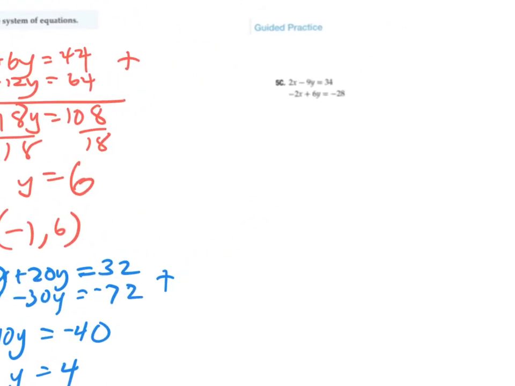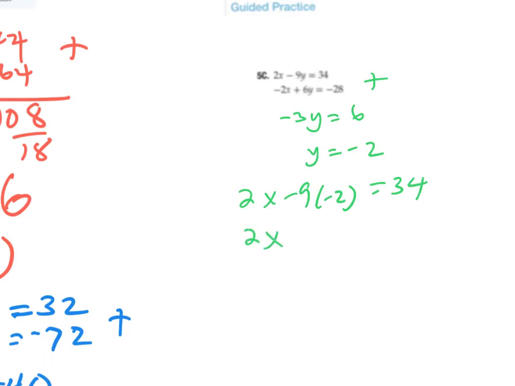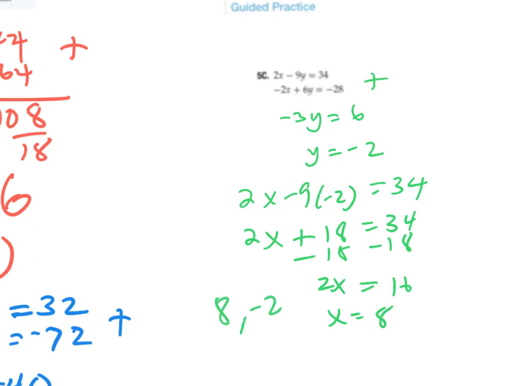Last type of problem, let's look at this last one over here. So now if we look, I already have the front numbers the same. So since they're already the same, I can just go ahead and add. So if I just add, that automatically goes to 0, and I get negative 3y equals 6. And if I divide, I get negative 2. So once I get one letter, I can substitute back in. So 2x minus 9 times negative 2 equals 34. And so 2x plus 18 equals 34. Subtract 18 from both sides. I get 16 equals 2x, so x equals 8. And so my answer is 8, negative 2.